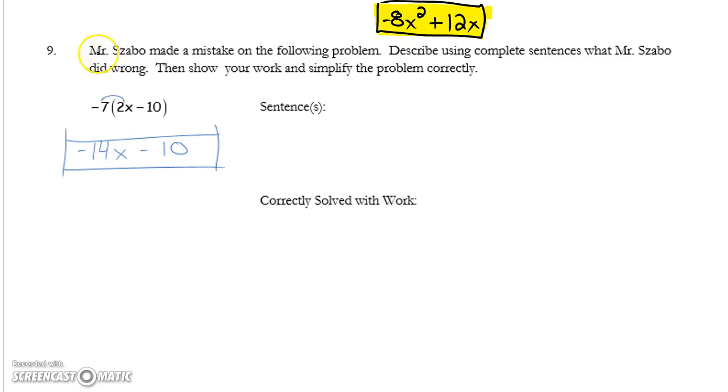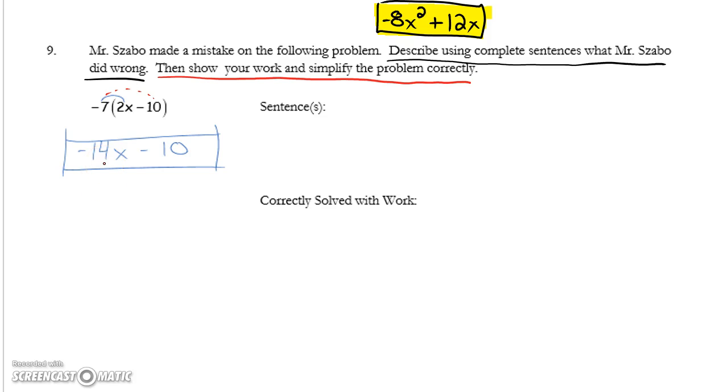So for here it says that Mr. Szabo made a mistake on this problem. Describe using a complete sentence or complete sentences what the mistake is. Then show your work to simplify it correctly. So we see the mistake is not that this wasn't drawn. Whether you draw that loop, arrow, whatever you want to call it, doesn't change the answer.